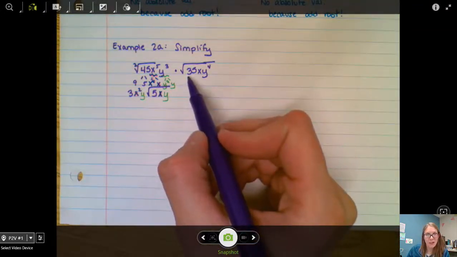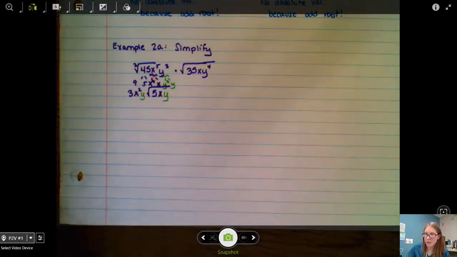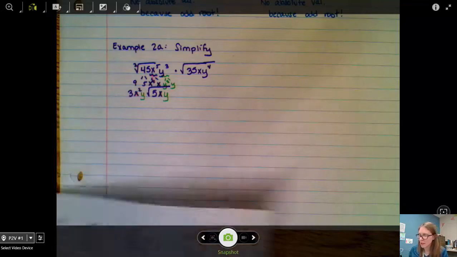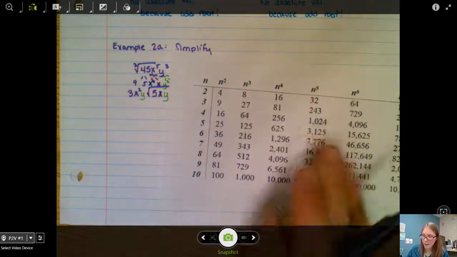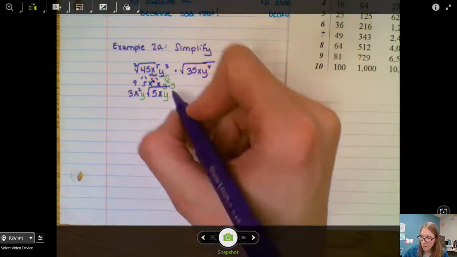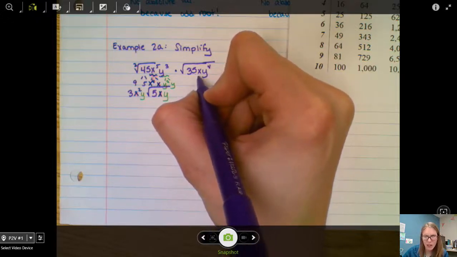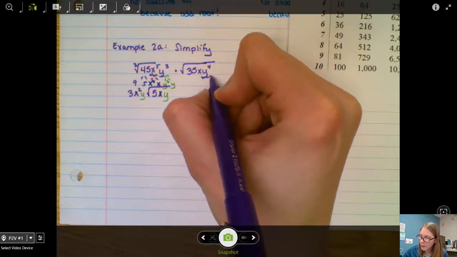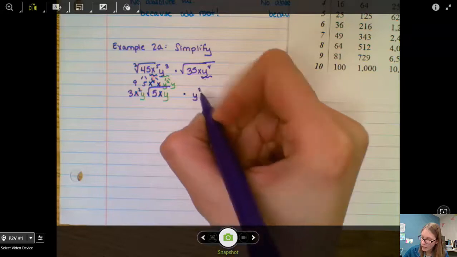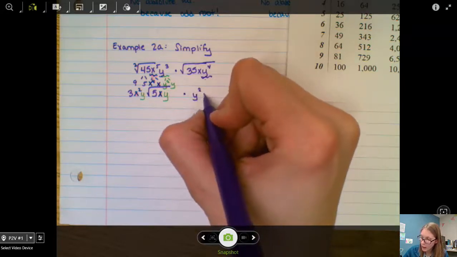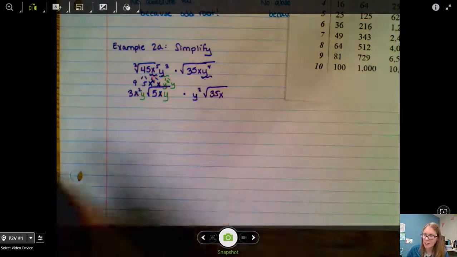Let's simplify over here. The square root of 35xy to the 4th. Well, let's look at my power table. Are there any perfect squares that go into 35? Any of these numbers? None of these go into 35. So I guess really I can't even simplify that. x, can't do anything with, but y to the 4th is y squared. The square root of y to the 4th is y squared. And we said we couldn't simplify anything else here. So that 35 and the x are stuck underneath the radical.